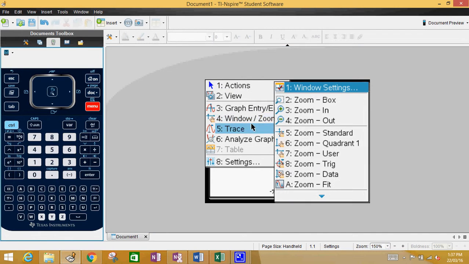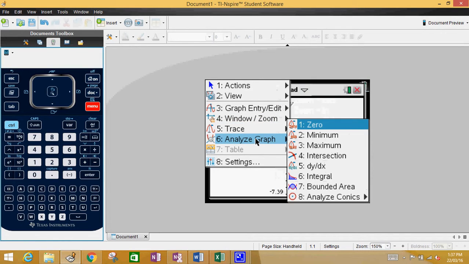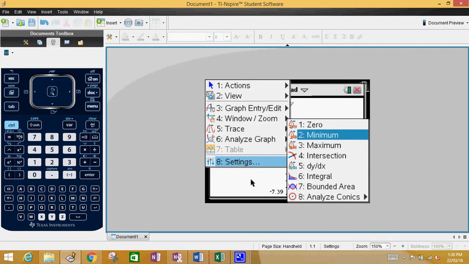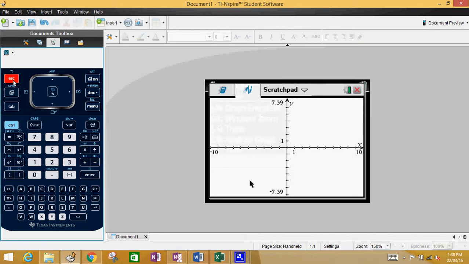Other things, if you want to analyze the graph, so you've just put in a function and you want to find where it intersects the x-axis, that's the zeros. You want to find the minimum point or the maximum point of your function, that's what these are for. And if you wrote two functions and you want to see where they intersect with each other, that's all part of the analyzing graph area. Okay, and I will just escape, and that gets me out of that.